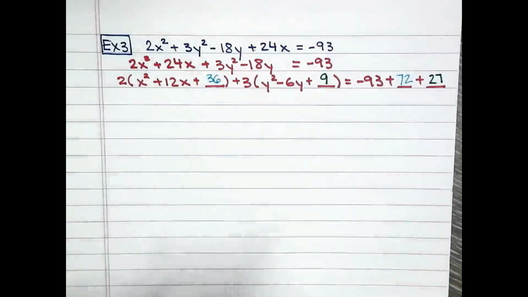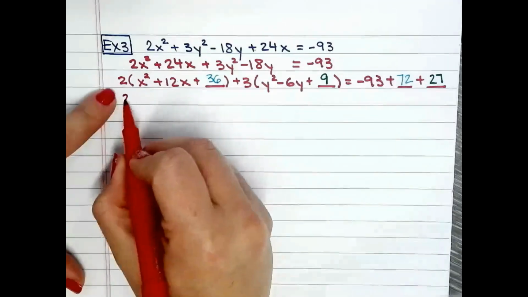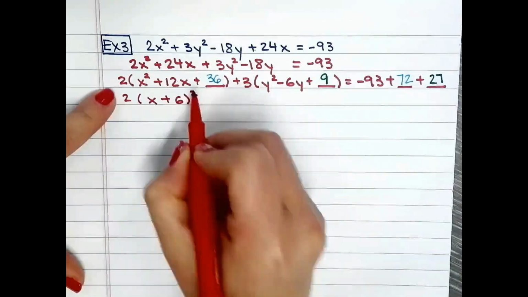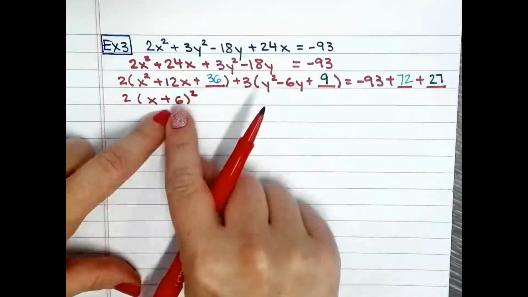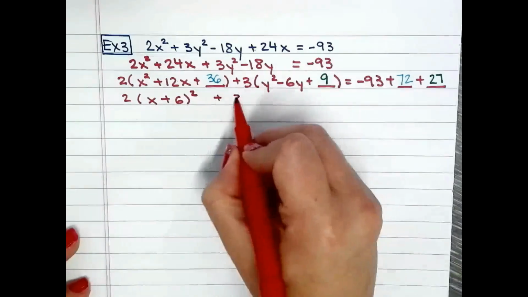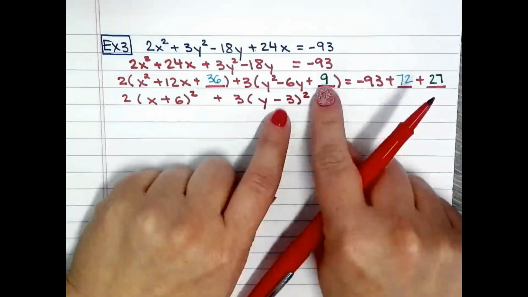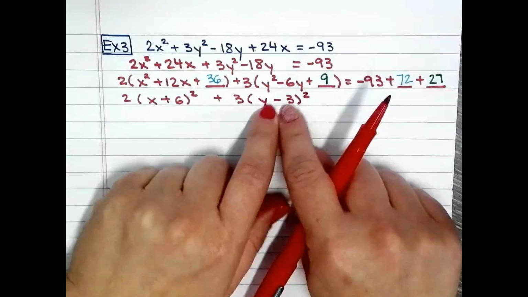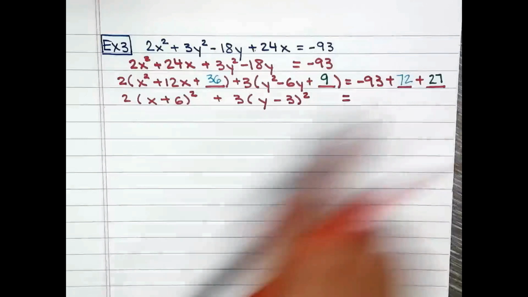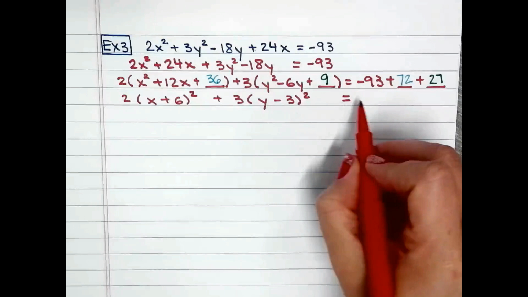So after you do this a couple times, you will get the hang of it and you don't have to write everything down. So 2, now we're factoring. X plus 6 squared. Because 6 times 6 is 36. 6 plus 6 is 12 squared. Yes? 3. Y minus 3. For the same reason. Negative 3 squared is 9. Negative 3 minus 3 is negative 6. All right. And here, we add them all up. 6.